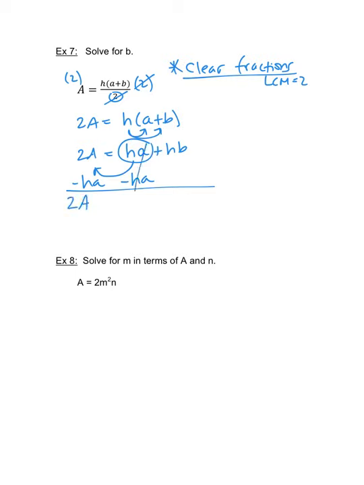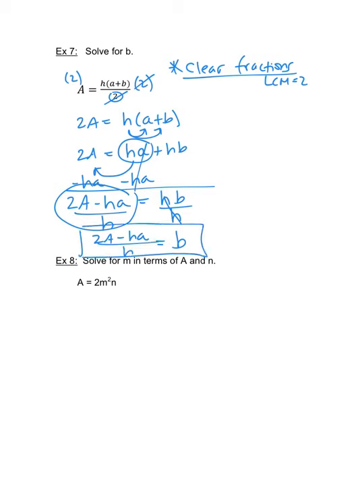So 2a minus h lowercase a equals hb. And now I solve for b by dividing by h on both sides. So I end up with b equals, and this whole fraction is my answer, 2a minus ha over h. Remember, uppercase A and lowercase a are different. This could be simplified, and that's important for you to know. You don't have to simplify it, but you have to be able to recognize it.